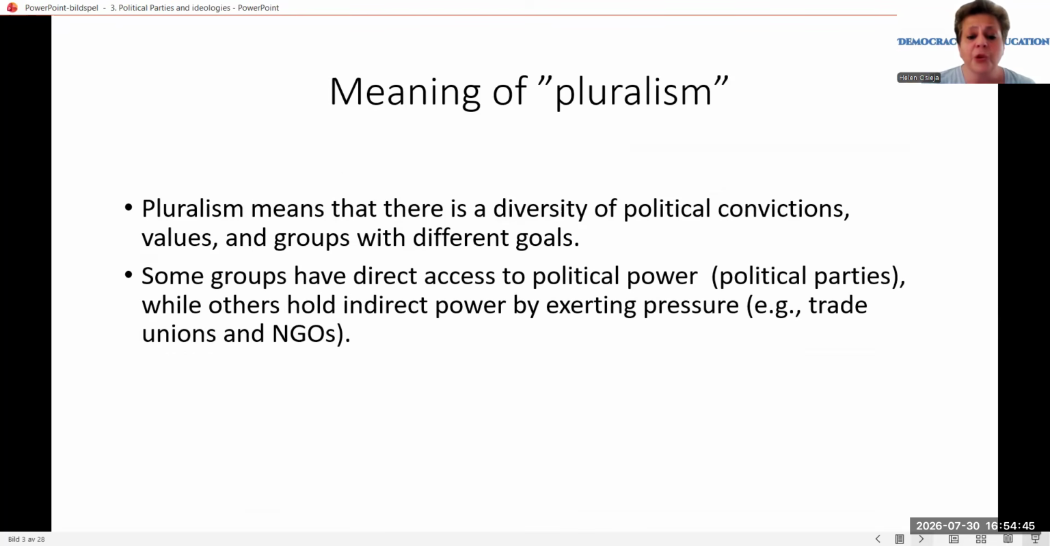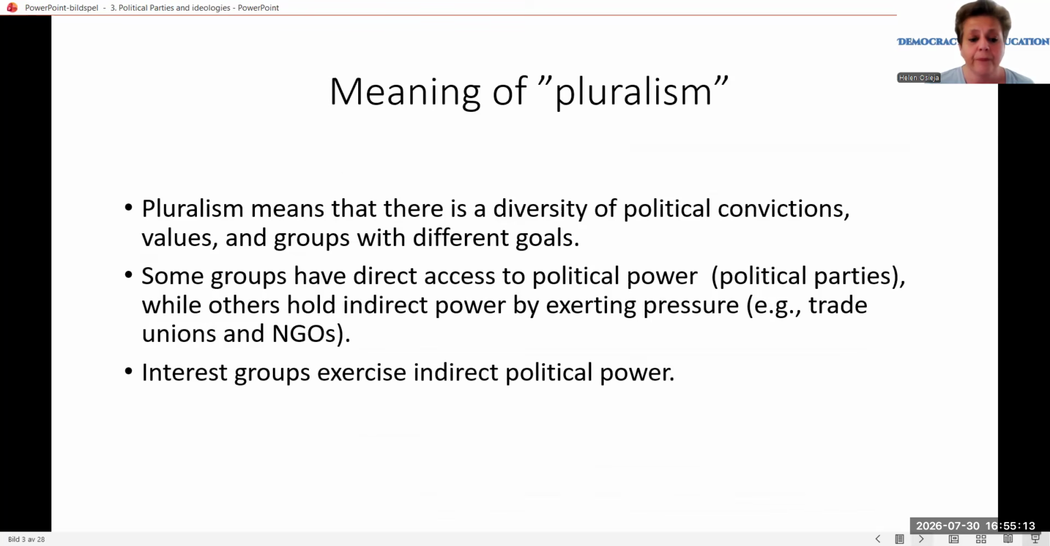Some groups have direct access to political power. I'm talking about political parties, while others hold indirect power by exerting pressure. That is why they're called pressure groups or interest groups. For example, trade unions, non-governmental organizations, associations, civic groups, etc. Now, interest groups exercise indirect political power because they don't participate in elections. My question is, in what ways do these groups exert or exercise political power?